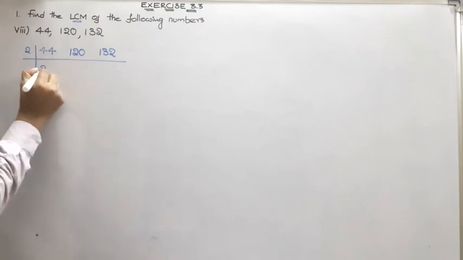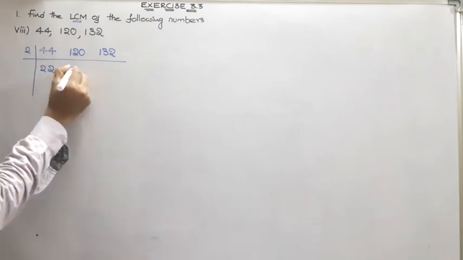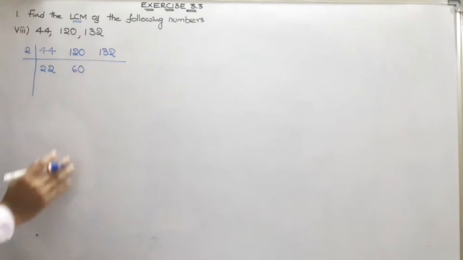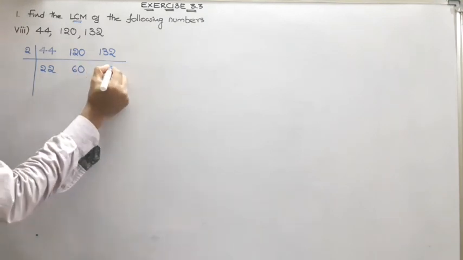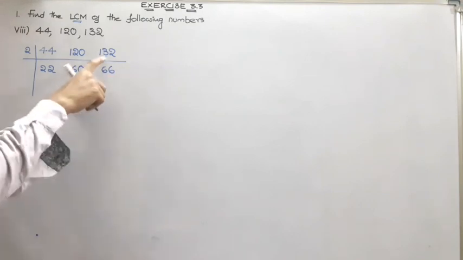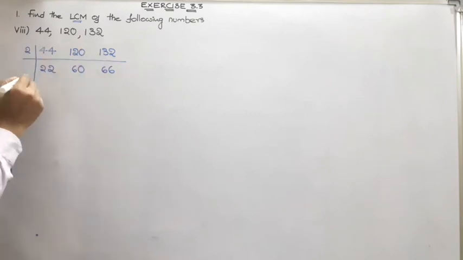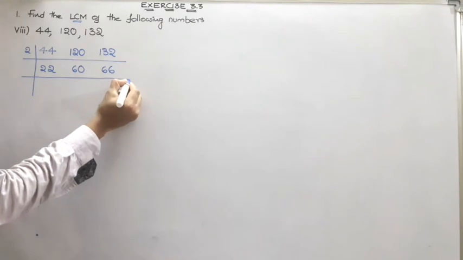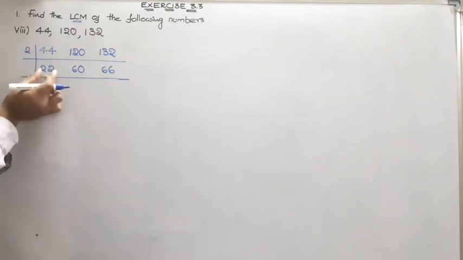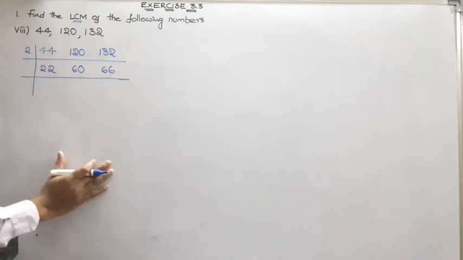Okay, 2 22s are 44, 2 60s are 120 and 2 66s give us 132. Now again, 22 is an even number, 60 is an even number, 66 is an even number.